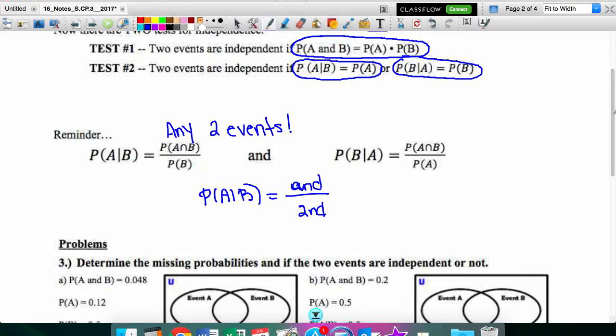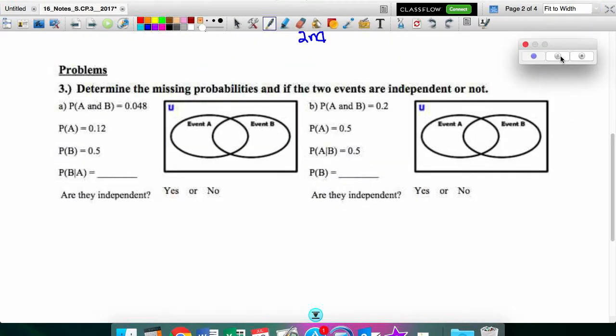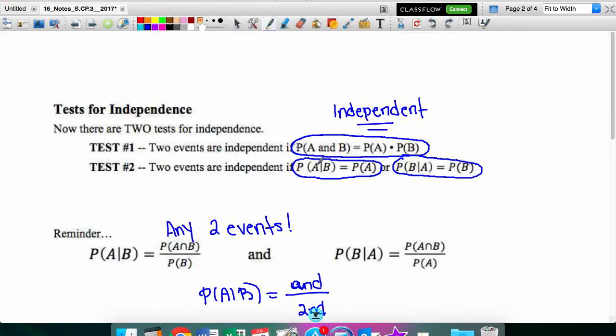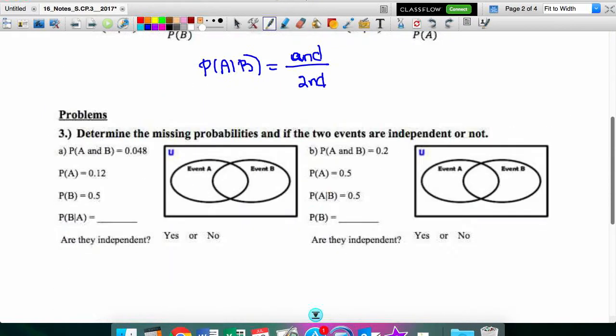Let's take a look at the following examples. In number 3, we want to determine the missing probabilities if the two events are independent or not. Notice we do not know if the two events are independent or not. This means that we cannot use the circled equations listed above for independent events. However, we can check them to see if they're independent.